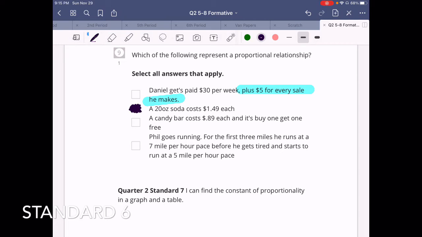Because we're assuming there's no deals. This isn't Costco. You don't have to worry about tax. If you don't buy any soda, it doesn't cost any money. If you buy 2 sodas, it costs twice as much as 1 soda.